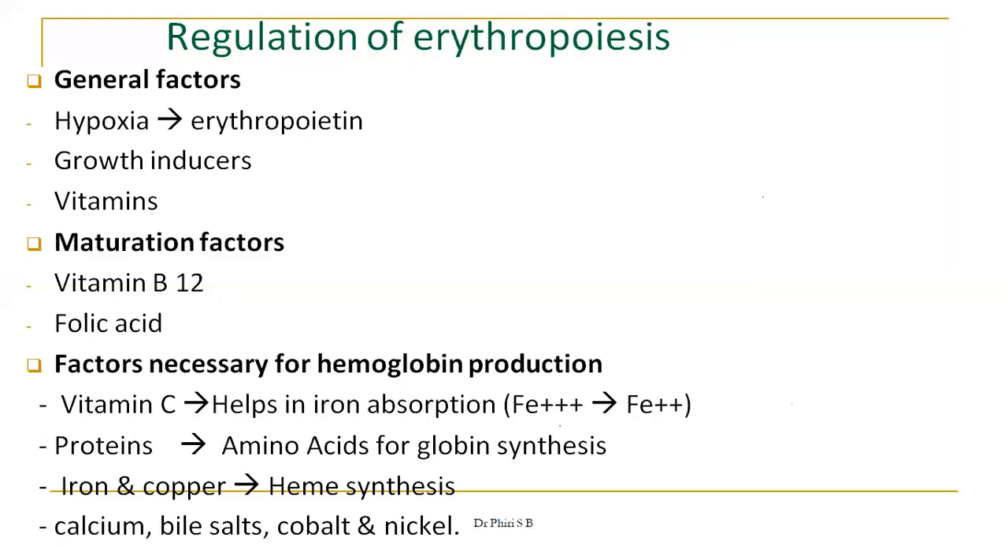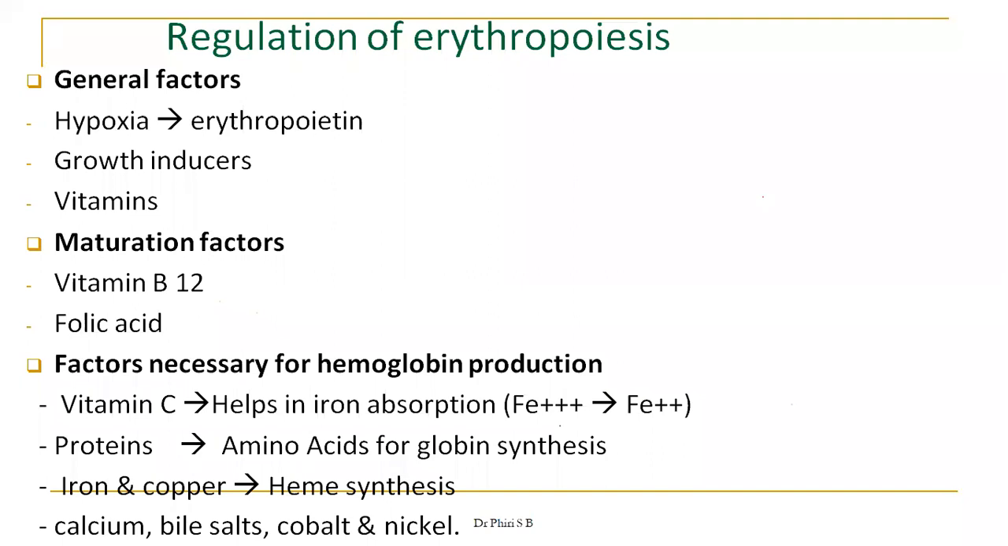So you need more blood to carry oxygen to the fetus as well. So pregnant women are encouraged to take a lot of folic acid because that facilitates maturation of red blood cells. Then you also have factors that are necessary for hemoglobin production, such as vitamin C.